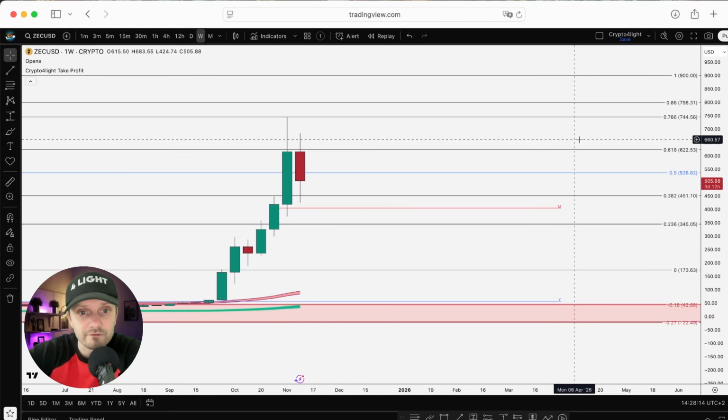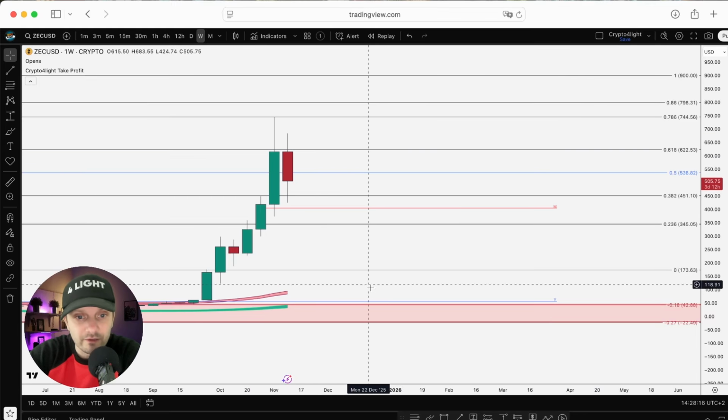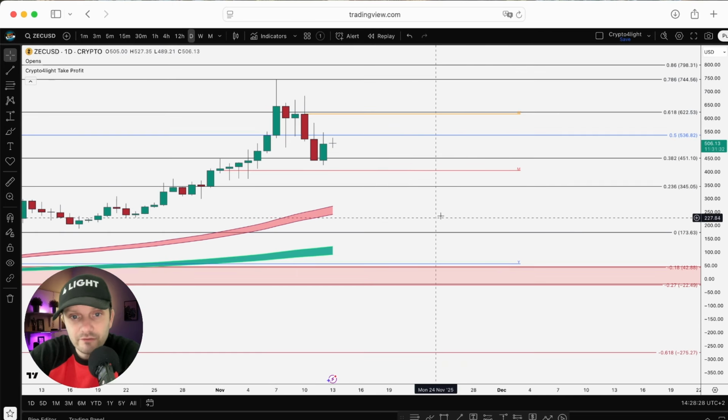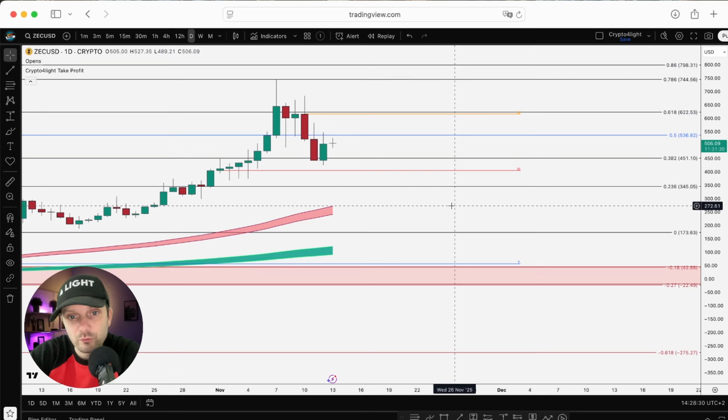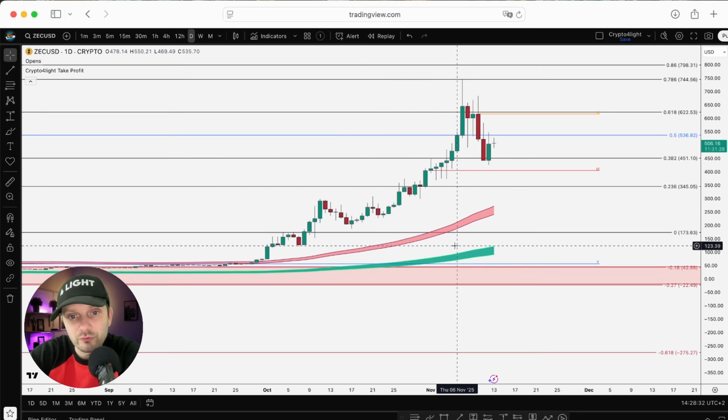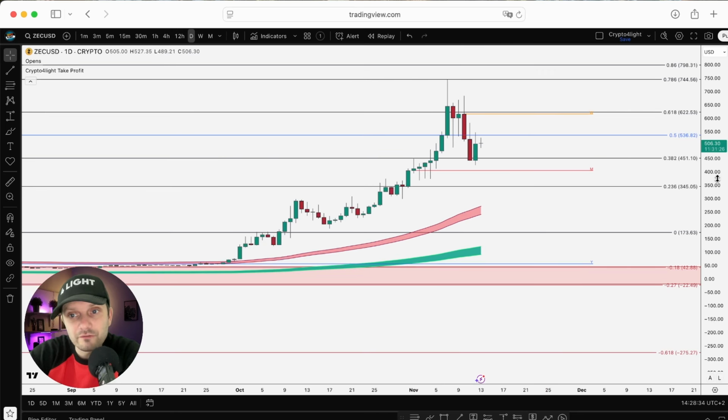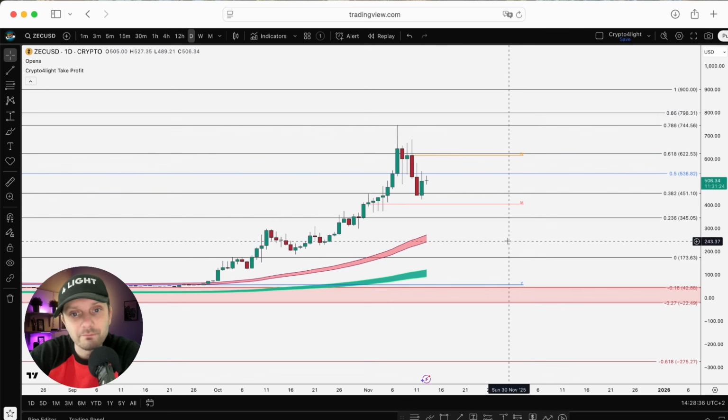Just better skip it and not fall into FOMO with that token. So the exit line for this token now is $95. The buy line for this token is 45, 45, 42 on the weekly time frame. On the daily, the exit line is 271. Buy line 123. So it's just a matter of time until we come back and test the buy line.